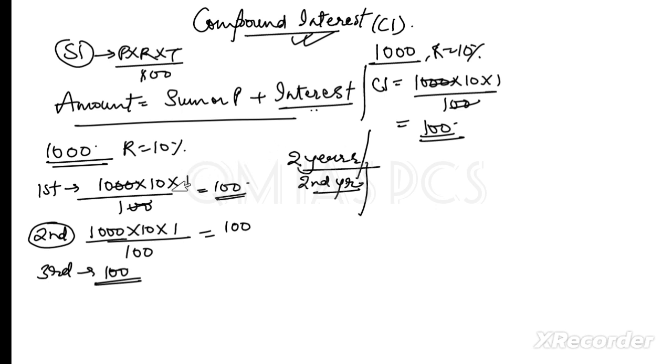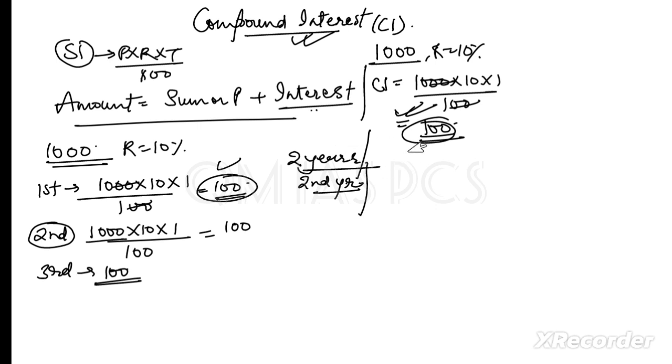For the first year, our interest for CI and SI will be the same. You can note it down in your notebook. Is it clear? I'm not writing it here, you can write it in your notebook: the interest for the first year for CI and SI will be the same.